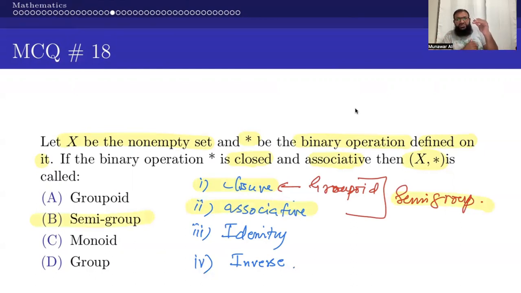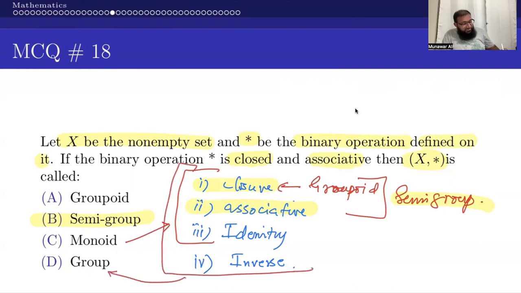If there is only closure, that is a groupoid. Closure and associative, that's a semigroup. If the first three properties are satisfied, we call it a monoid. And if all the properties are satisfied, then we call it a group. That's it. So the correct option is B, which is semigroup.